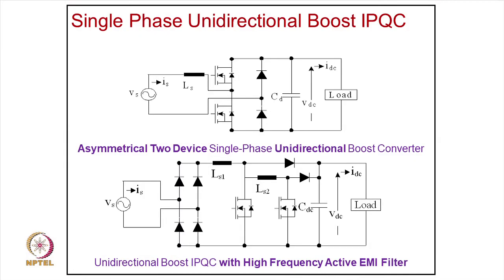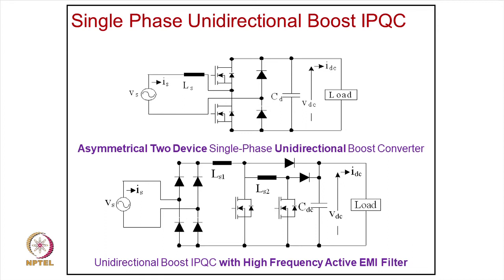The third topology, of course, is an asymmetric configuration for this same boost converter with the 2 devices only. Or there is an interesting topology reported in the literature for this boost converter, a 2 cell single phase unidirectional boost converter. Out of the 2 cells, 90% of the energy or power is at low frequency. So, we design one with low frequency, and the other with high frequency to handle only 10% of the power.